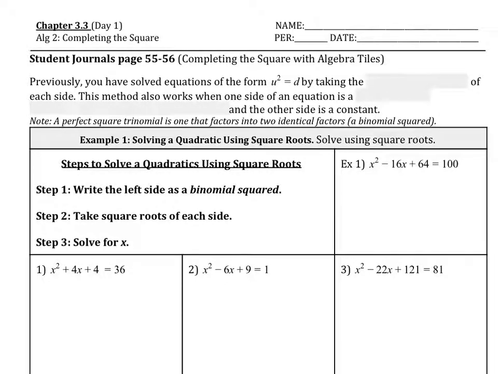3.3 Day 1, we're looking at completing the square. So previously you have solved equations of the form u squared equals d by taking the square root of both sides. This method also works when one side of an equation is a perfect square trinomial, and the other side is a constant. A perfect square trinomial is one that factors into two identical factors, so a binomial squared. So we'll see some examples here.